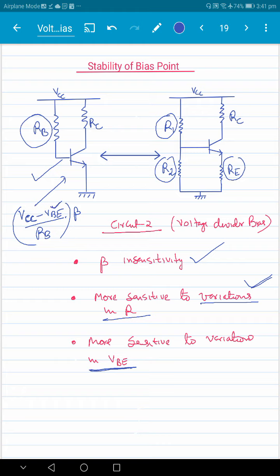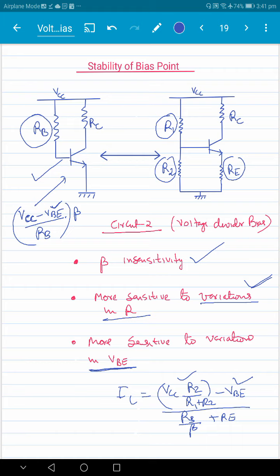While in circuit number 2, we know that IC is (VCC times R2 by R1 plus R2 minus VBE) divided by (RB by beta plus RE). Now the impact of VBE is much larger, because the voltage VCC R2 by R1 plus R2 is much smaller, and any change in VBE will then cause a larger change in collector current. So the circuit number 2, the voltage divider bias, is more sensitive to variations in base emitter voltage and more sensitive to variations in R.